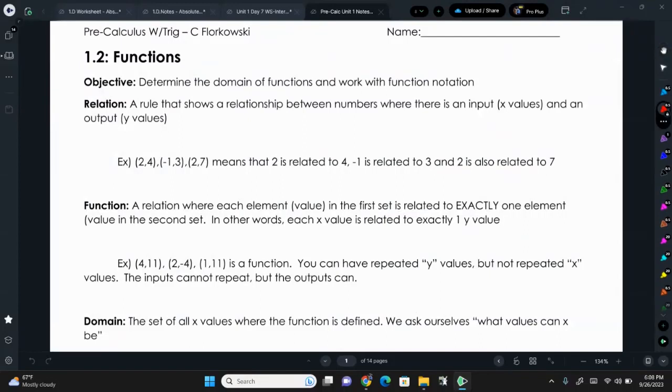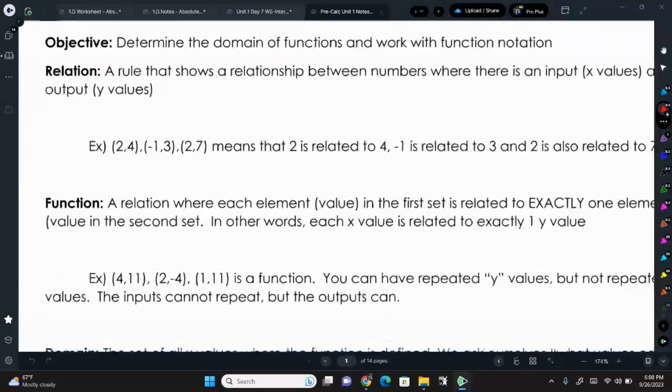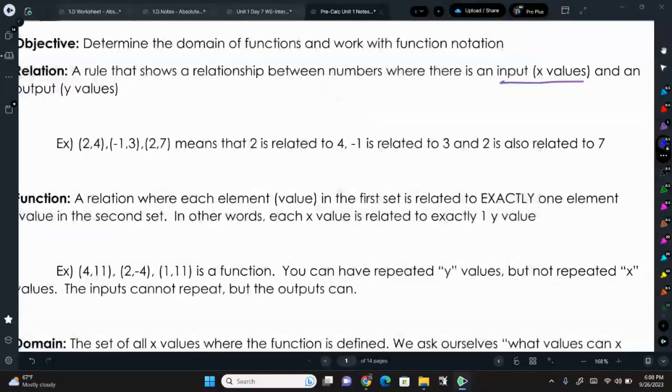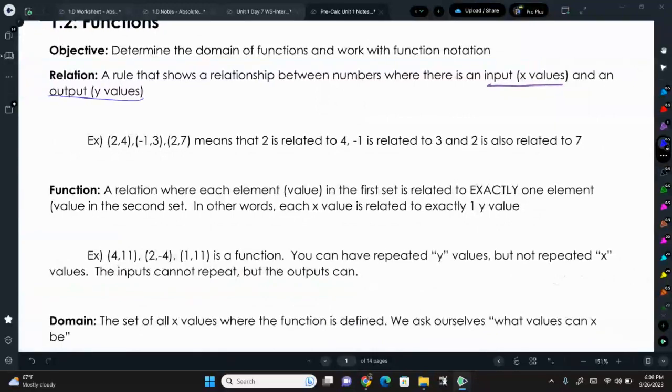Today's topic is functions, and more specifically, we're going to be determining the domain and range of functions and using function notation. So first, let's go back and revisit what a function and, even more generally, a relation is. A relation is a rule that shows a relationship between numbers where we have inputs, which are usually x values, and an output, which are usually y values.